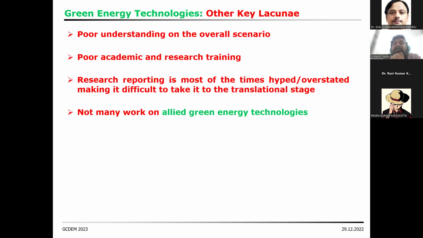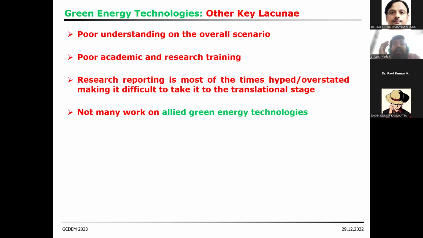Poor academic and research training. We don't get training academically in the classroom or in the research. There are so many such problems. One of them is research reporting, which most of the time is highly overstated. Okay, we don't even know why we are using the word green. We think that if we use that nomenclature, our work will go through.